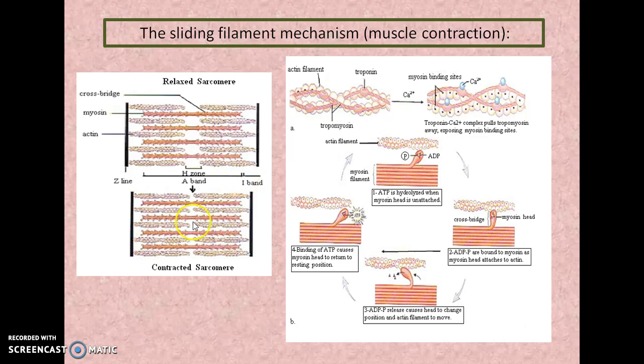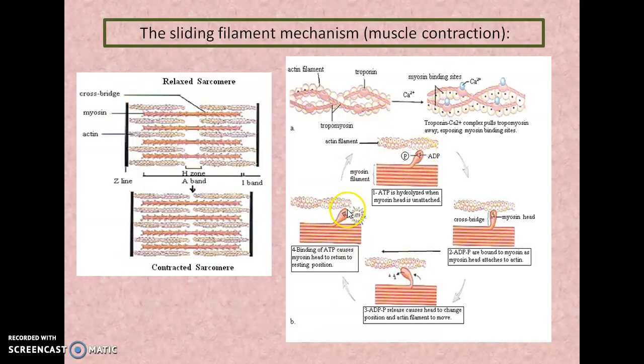Here is the muscle contraction, where we could find the contracted form of the sarcomere. It is shorter than the relaxed form, as you see here. Okay, so here we have the actin filament, which is a thin filament. It consists of tropomyosin, which is a thread here, and troponin. When calcium is released from the sarcoplasmic reticulum, it attaches to the troponin, and then it will pull the tropomyosin away, so the myosin binding site will be exposed to be able to be attached to the head of the myosin later.